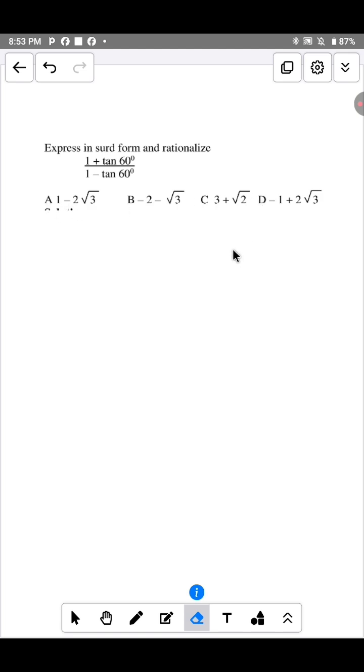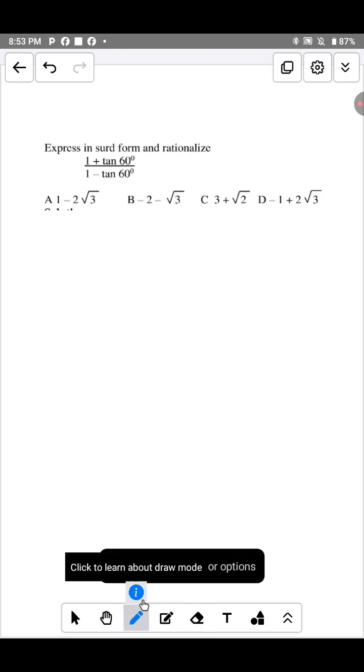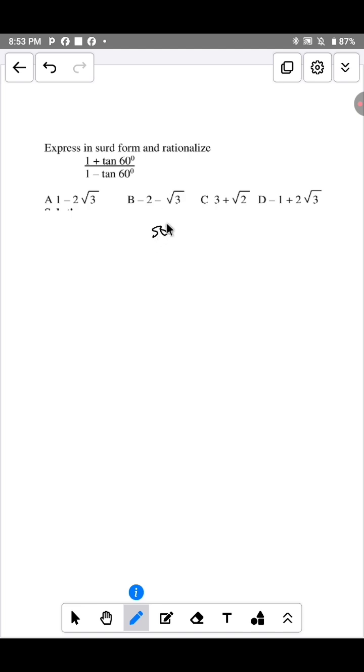Now the question is, how do you attempt to solve this question if you find it in this upcoming JAMB examination? This question is quite simple, so let's look at the solution together.